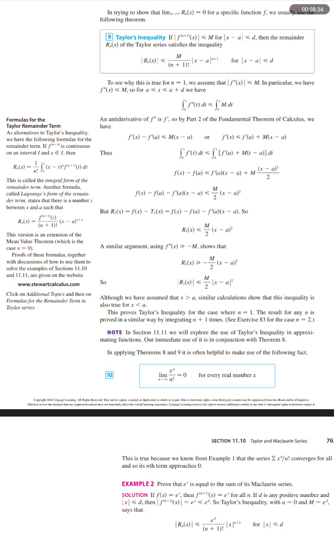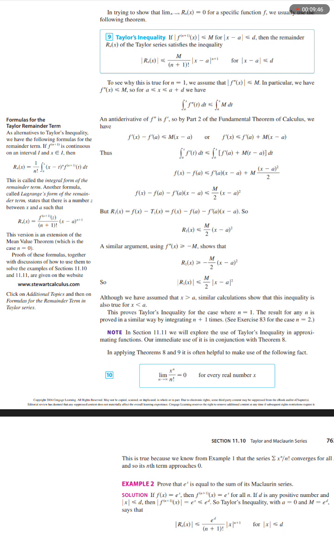Taylor's inequality: if the absolute value of the n plus 1 derivative of f at x is less than or equal to big M for the absolute value of x minus a less than or equal to d, then the remainder big R sub n of x of the Taylor series satisfies the inequality: the absolute value of big R sub n of x is less than or equal to big M over (n plus 1) factorial times the absolute value of x minus a to the power n plus 1, for the absolute value of x minus a less than or equal to d.